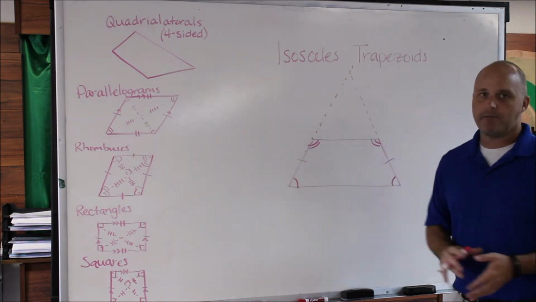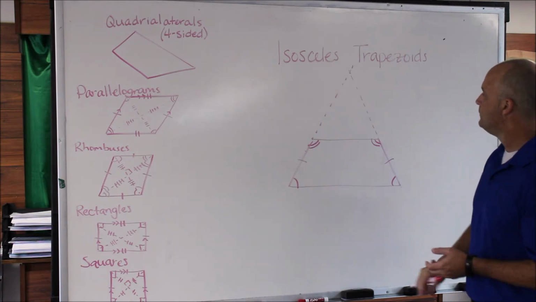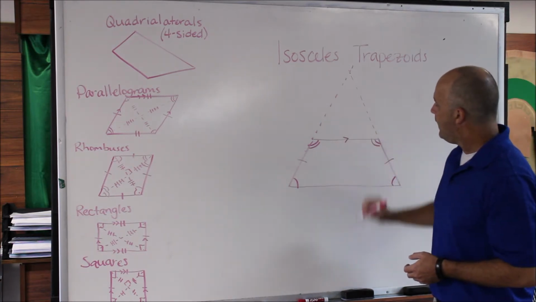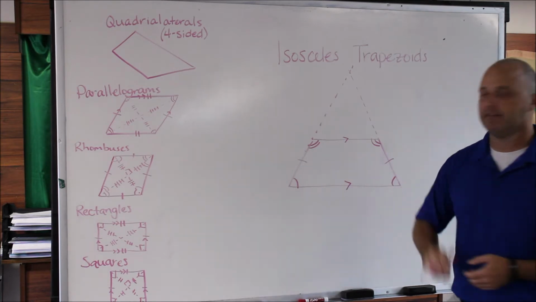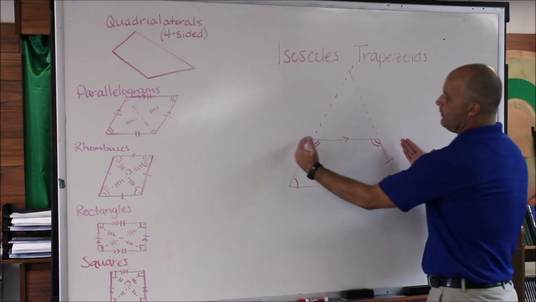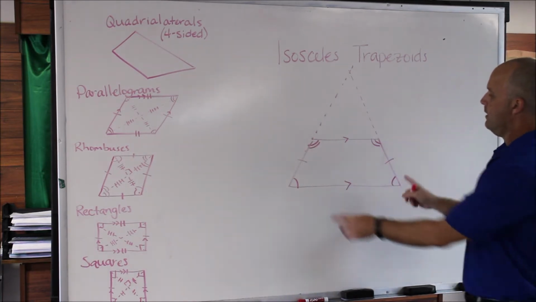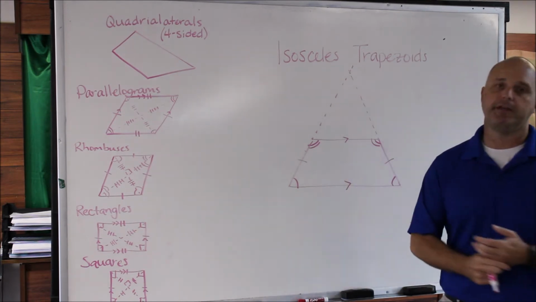So what you want to remember about isosceles trapezoids is, again, you've got one pair of sides, the bases, that are going to be parallel, but then the legs are going to be congruent to each other. The base angles are also going to be congruent to each other.